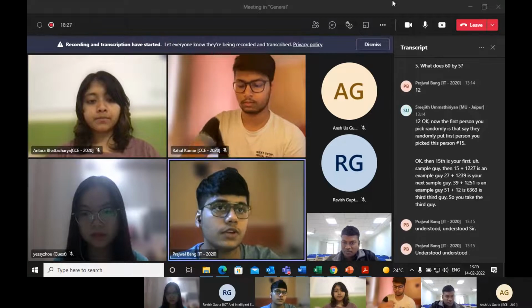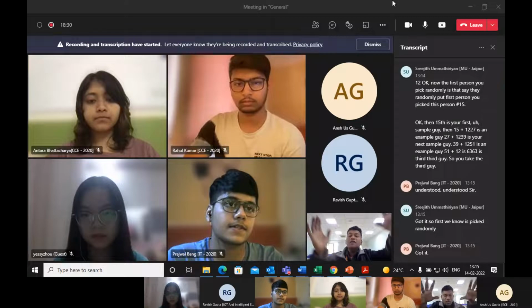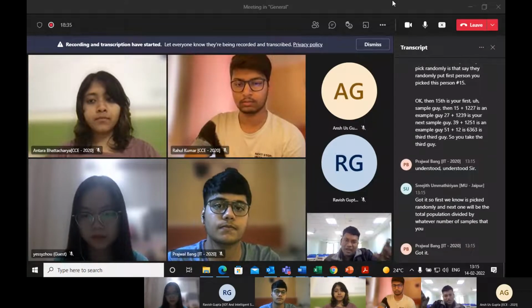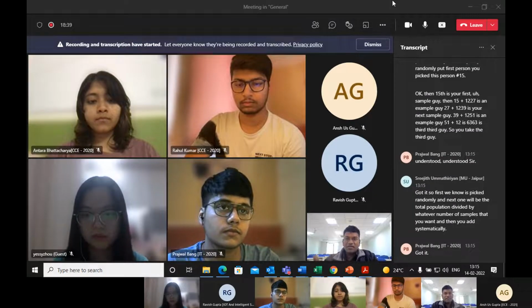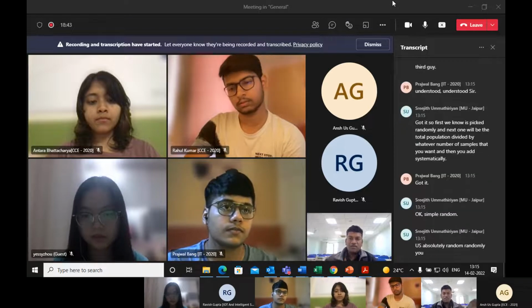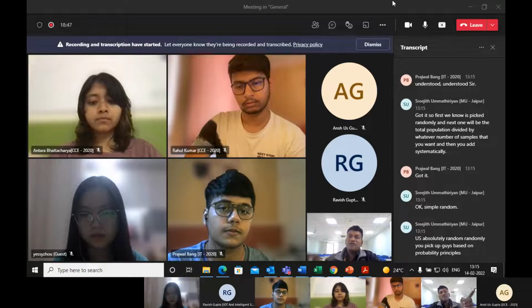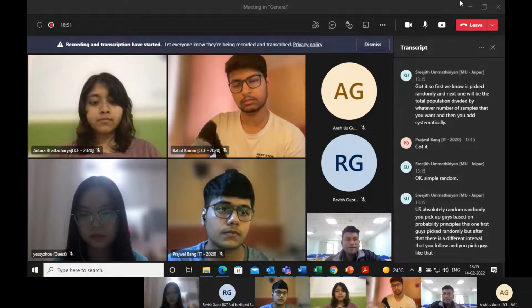Got it? So the first one is picked randomly, and the next interval will be the total population divided by whatever sample size you want, and then you add systematically. Simple random is absolutely random. Randomly you pick up guys based on probability principles. In this one, the first guy is picked randomly, but after that there is a definite interval that you follow and you pick guys like that. All right.